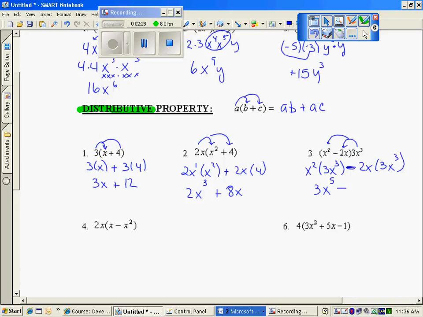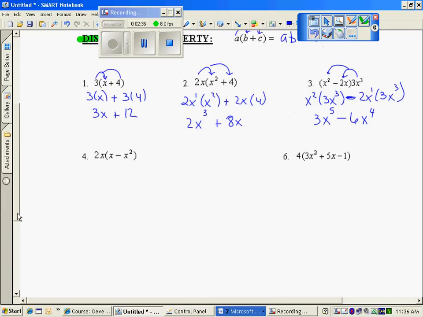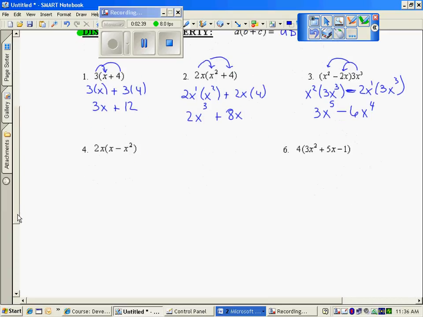Minus, subtract, 3 times 2 is 6. X, notice you have a 1 and a 3, makes 6x to the 4th. So what we're doing here is multiplying a monomial by a binomial. Mono means 1, bi means 2.